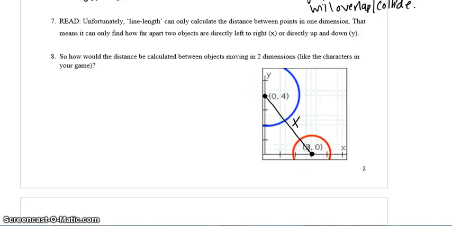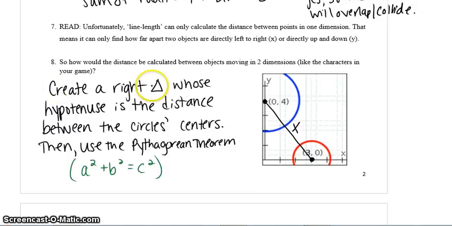I want you to pause the video now and brainstorm yourself, and when you restart the video, I will have come up with an explanation for you, and hopefully your brainstorming resulted in a similar idea. So here's hopefully something similar to what you came up with for finding the distance between these two circles.